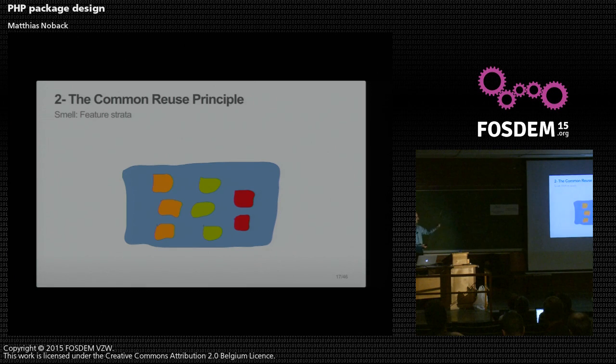And looking at the colors of the classes in that package, you can see that the orange ones together implement one particular feature. And there is a set of green classes. They implement another feature. And finally, a set of red classes, and they implement quite another feature. Each of those features can be used separately. They have no interdependencies. So actually, it really doesn't make sense to have them all in one package.